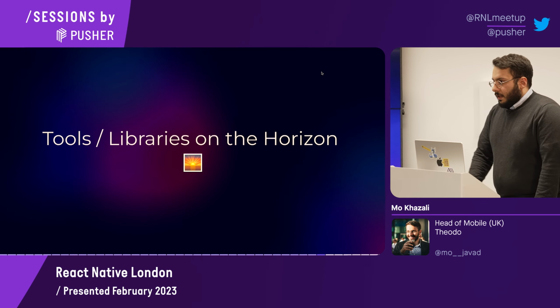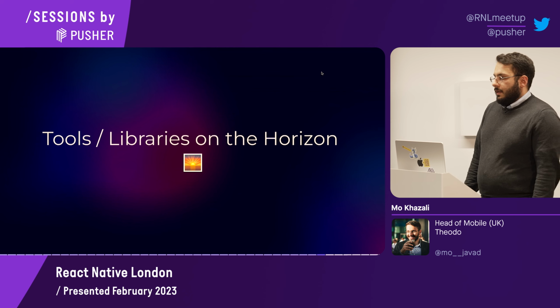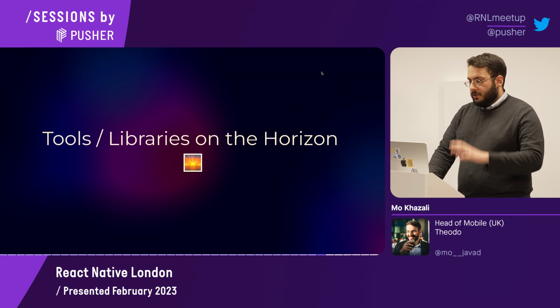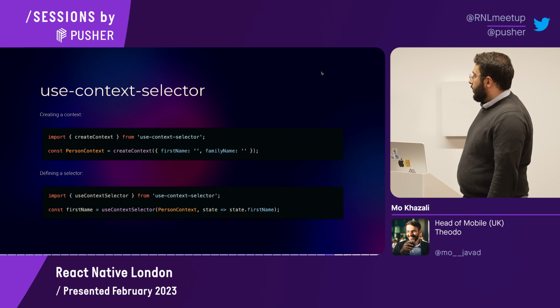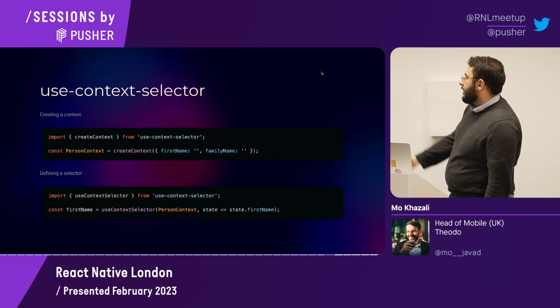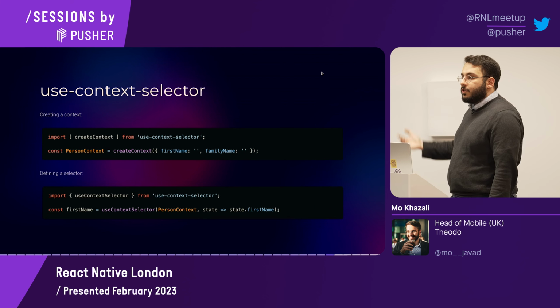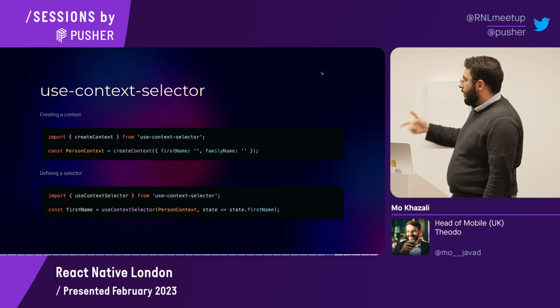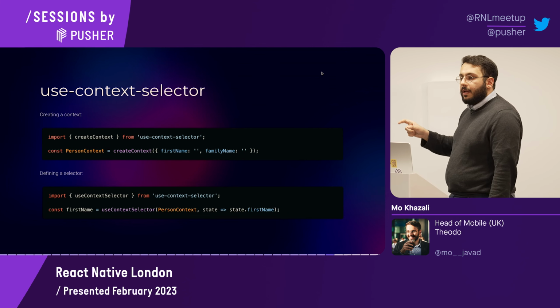I want to finish on tools and libraries on the horizon that can help with performance optimizations and measuring performance. Firstly, when we talked about context being inefficient, the creator of Jotai actually has another library called use-context-selector. It's a slightly altered implementation of context. You would install it into your project, and instead of creating a context with the classic React context, you would create this specific context, and then you can define selectors as opposed to directly accessing it with the useContext hook. And so you would only get re-renders if that specific attribute that you're interested in changed.